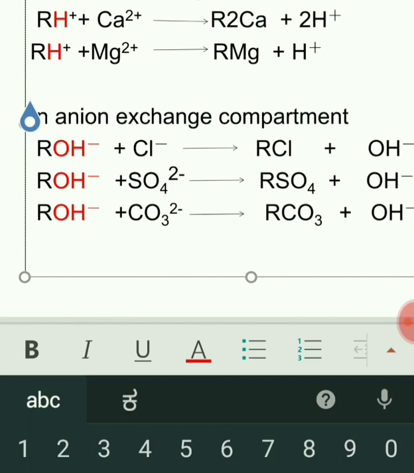Similarly, let's go for the second reaction. Mg2+ is another cation. RH+ will react with Mg2+. H+ is the replaceable group. So we get RMg + H+. Balance the equation.